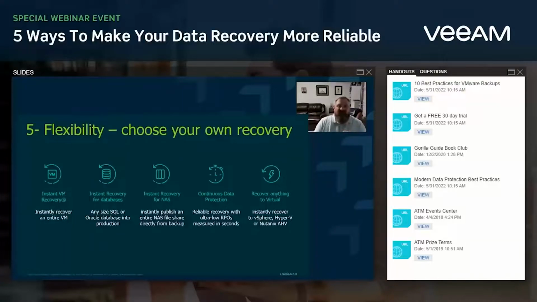And it's really nice because, again, that flexibility, it means you don't have to build the server yet. You don't have to wait for hardware to come in. You don't have to go back to a pre-built image. You've already got that, and you can instantly bring it back.